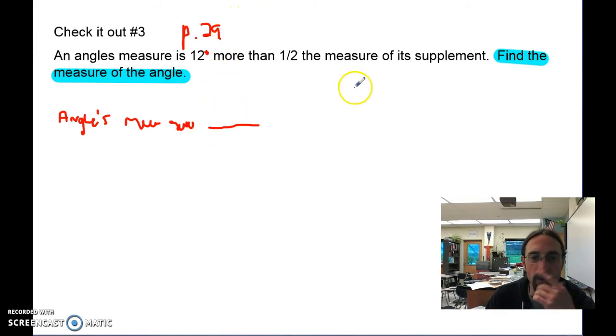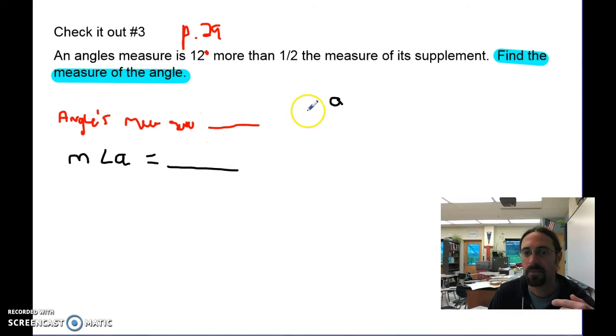Okay, so it says an angle's measure is 12 degrees more than half the measure of the supplement. That means angle A, and so we'll say this is A, the measure of angle A. So the measure of angle A plus the measure of angle B equals 180. That's given.